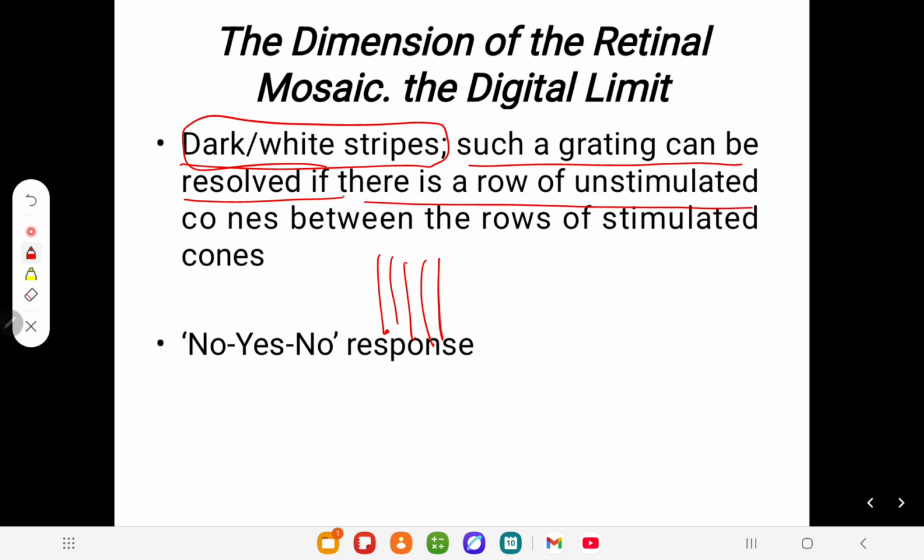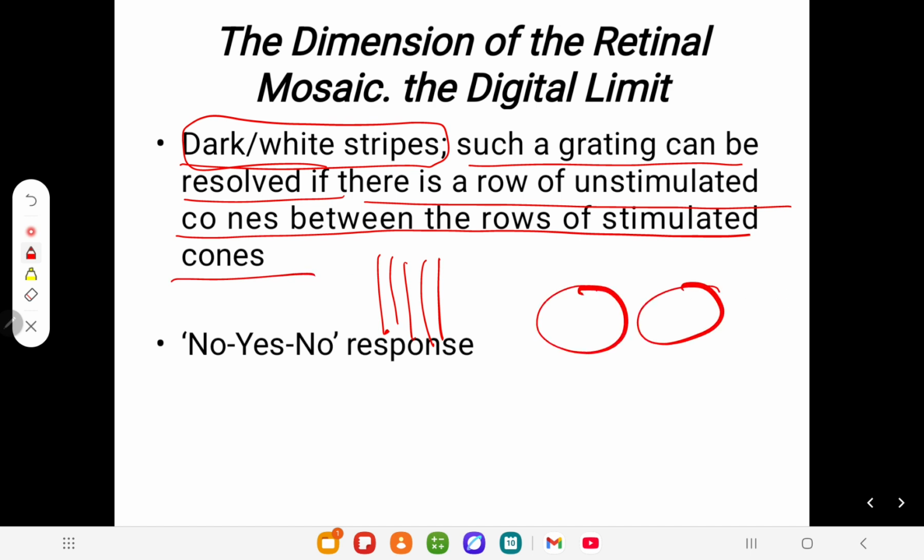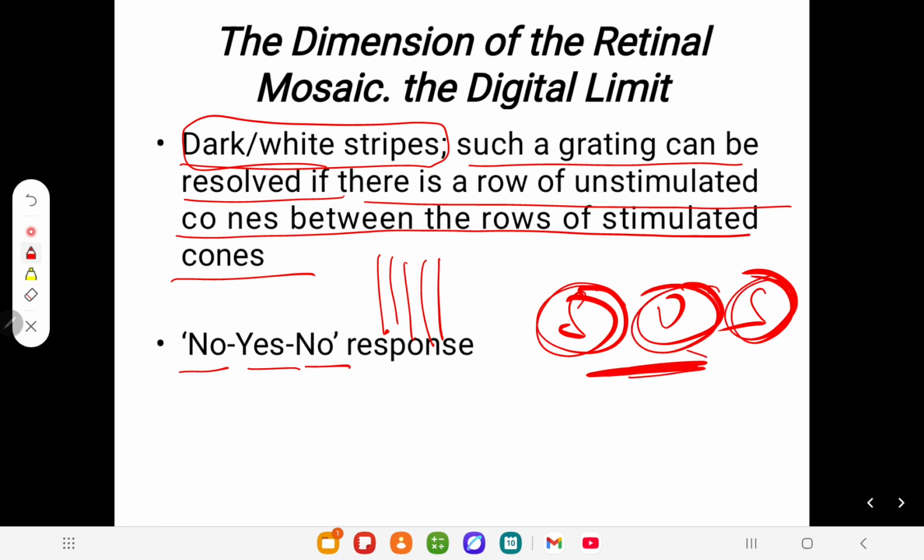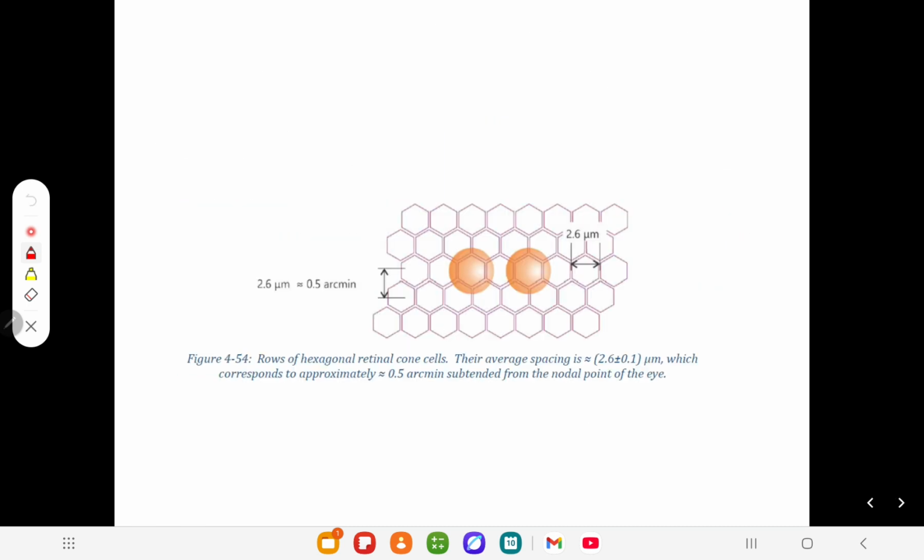So there is a row of unstimulated cones between the stimulated cones. It means one cone is stimulated, one cone is unstimulated, one cone is stimulated. Stimulated, unstimulated, stimulated means a yes, no, yes response. Because this is stimulated, this is not stimulated, and this is stimulated. If at least one cone is unstimulated, then it can be resolved, and that's the concept.